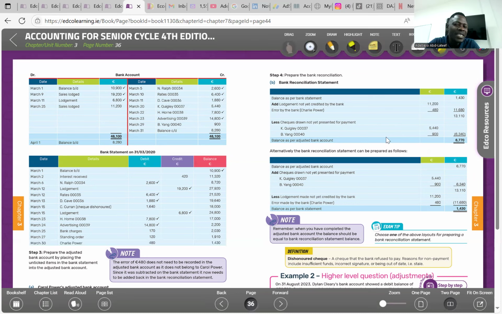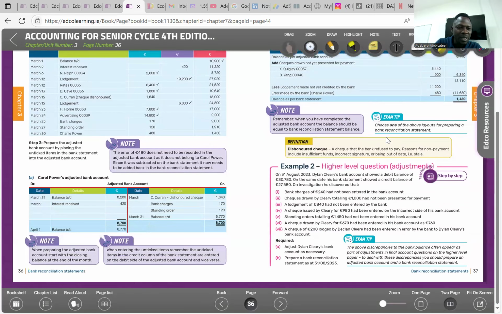Now we less unpresented checks. You check your credit side for unpresented checks. We have an unpresented check by Quigley on the credit side of your bank account. It's supposed to be on the debit side of the bank statement. So it's not on the debit side of the bank statement for Quigley. So unpresented check from Quigley, 5,440. And we have B Young also for 900. You add them together, then you take it away from the amount the business has. So that will give us the balance as per adjusted bank account, which is the same as what we did the other time here when we had it.